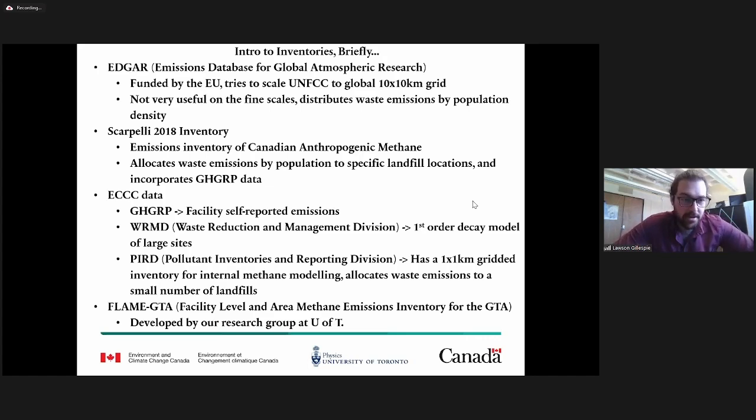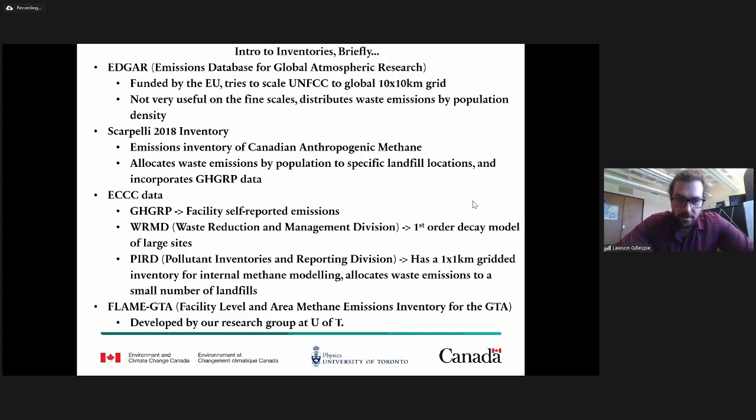At Environment and Climate Change Canada, we have the Greenhouse Gas Reporting Program, GHGRP, which is facility self-reported emissions. As well, at Environment and Climate Change Canada, there's the Waste Reduction and Management Division. They employ two first-order decay models to estimate emissions from large landfills. The Pollutant Inventories and Reporting Division has an internal 1 by 1 kilometer high-resolution spatial methane inventory, which is not yet available to the public, which does also allocate emissions to particular facilities, although the number of facilities available is poor in that inventory.